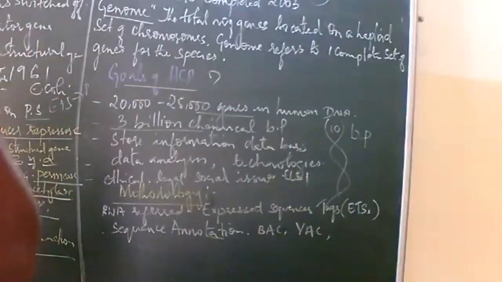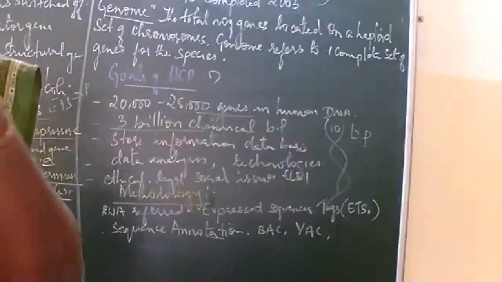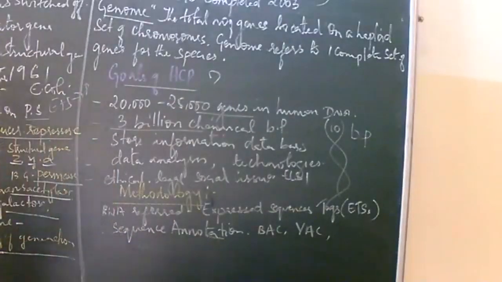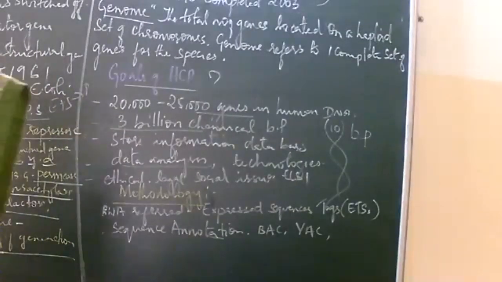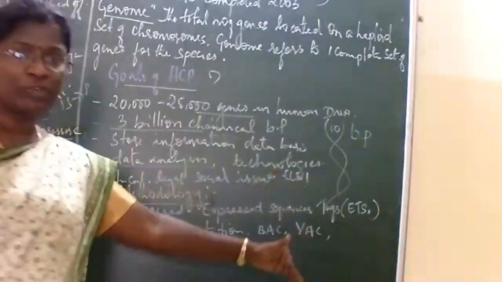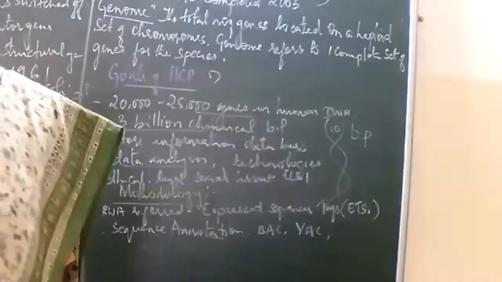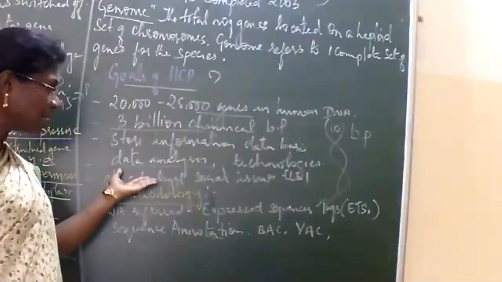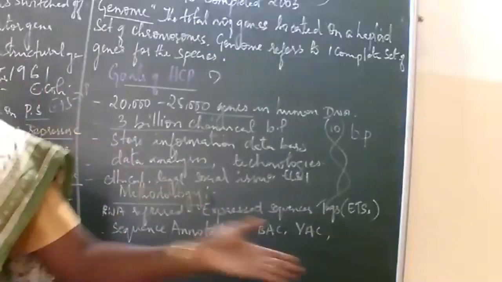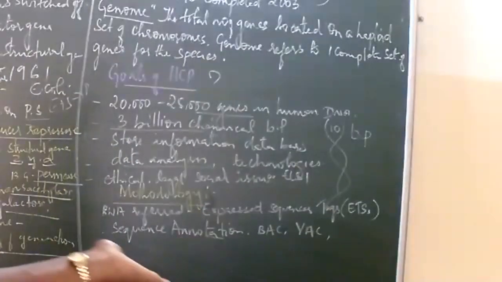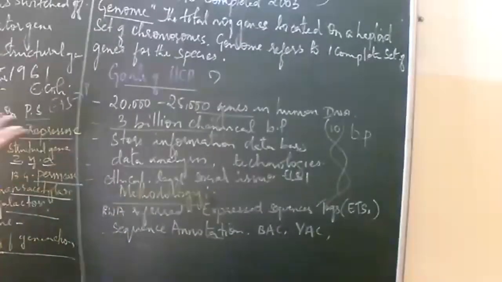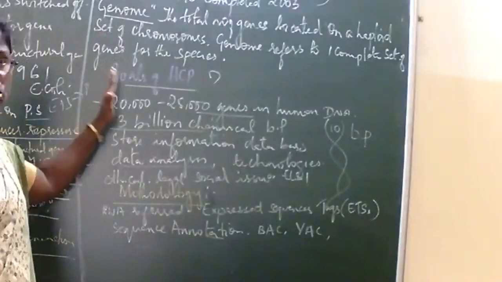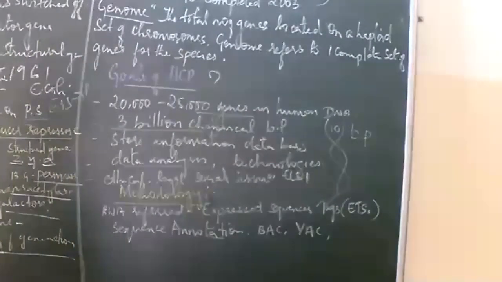so here we are telling it stores this information in the form of a database, improves the tools for data analysis, and also transfers related technologies to other sectors such as industry. It gives information to some of the industries. And very importantly, it addresses ethical, legal, and social issues. It answers all these questions that may arise from any projects. So that is about the goals of the Human Genome Project.